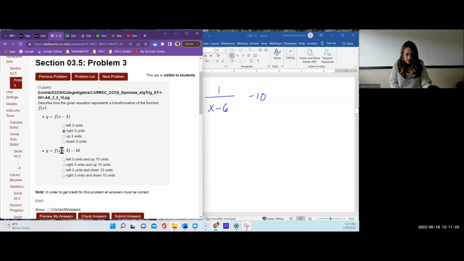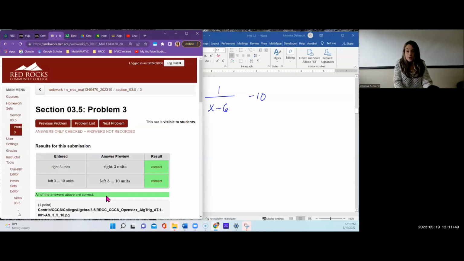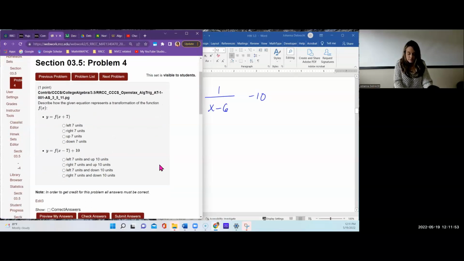Click on right 3. What about a transformation that replaces the toolkit function with f of x plus 3, the quantity, and then minus 10? The minus 10 will definitely shift it down 10. So I know it's got to be one of these last two. The plus 3 is going to do the opposite to what I expect. So instead of going right 3, it'll go left 3. Left 3, down 10. Let's check. Perfect.